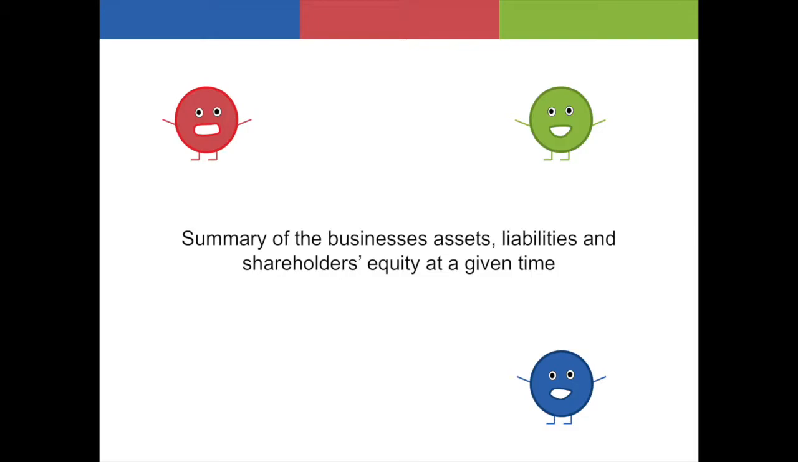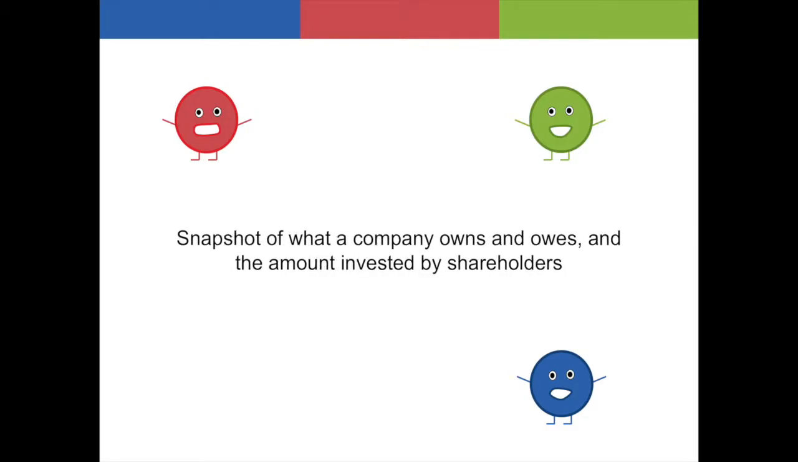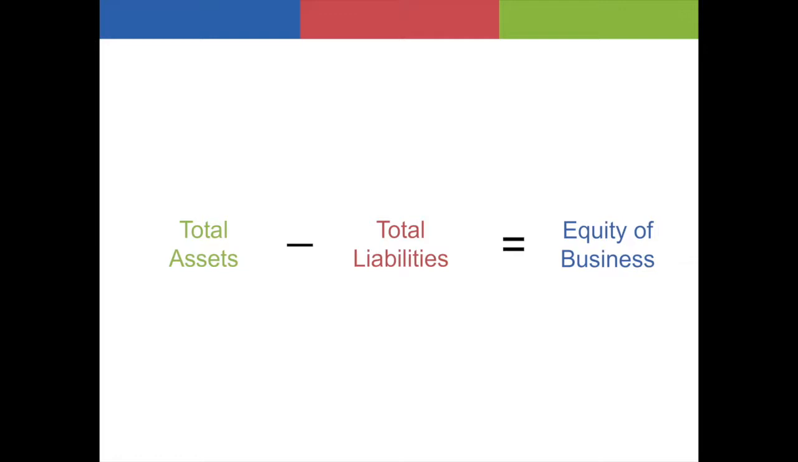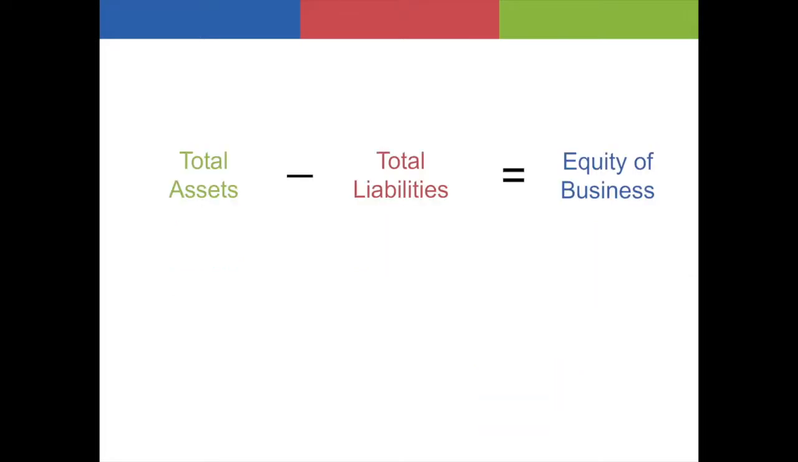In other terms, the balance sheet is a snapshot of what a company owns and owes, and the amount invested by shareholders. The balance sheet can be split into three main sections, and they are assets, liabilities, and equity. The difference between the total value of assets and total value of liabilities equals the equity of the business. Equity can also be known as net assets, net worth, or capital. The structure of the balance sheet closely follows the layout and function of the accounting equation.